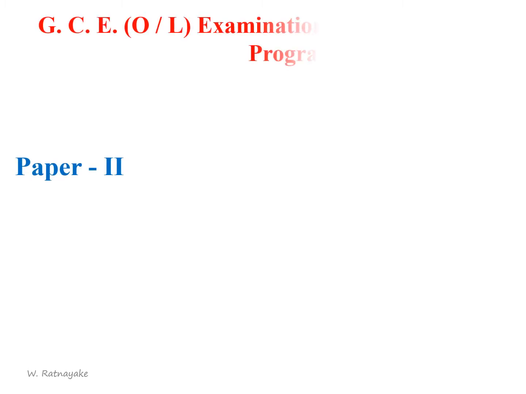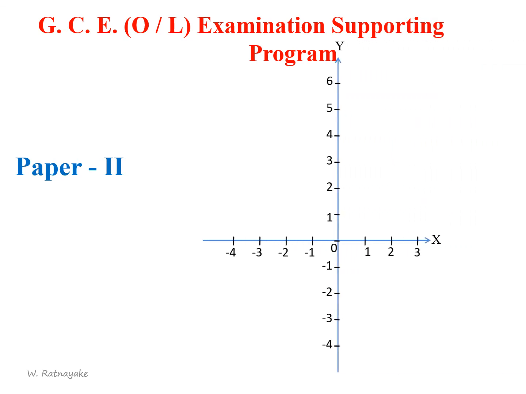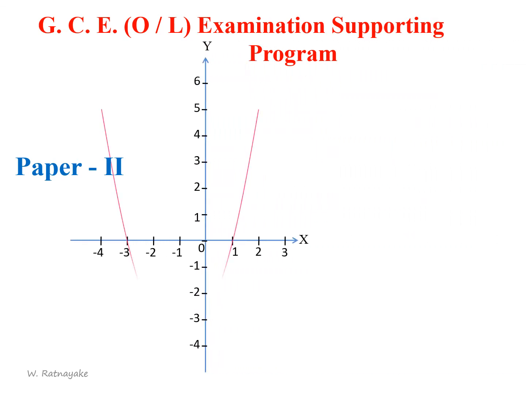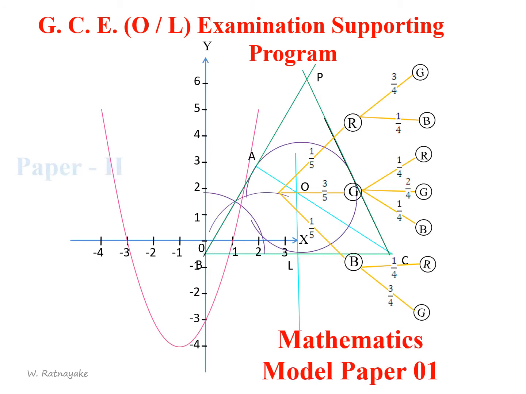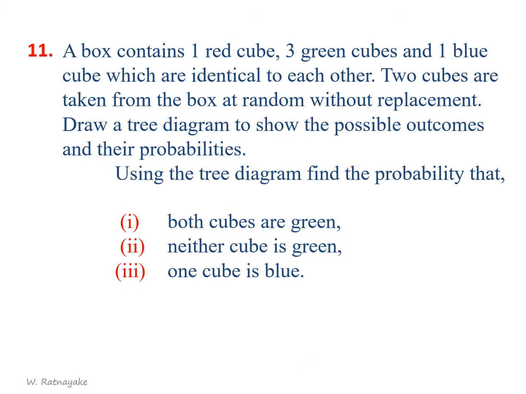Dear students, now we have come to question number 11 of the model paper. The question says, a box contains one red cube, three green cubes and one blue cube which are identical to each other. Two cubes are taken from the box at random without replacement. Draw a tree diagram to show the possible outcomes and their probabilities.